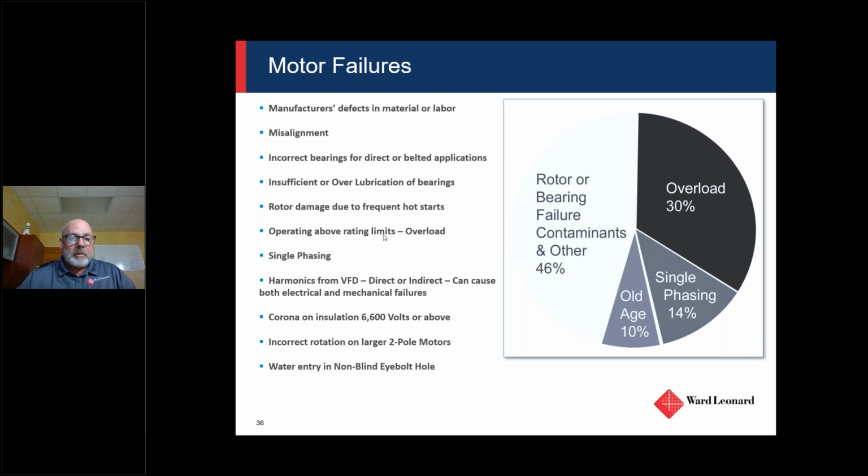We talked about overload and operating above the rated limits. Single phasing can be lightning strike, or just if you have power conditions on your bus. Harmonics from VFD, definitely seen them.